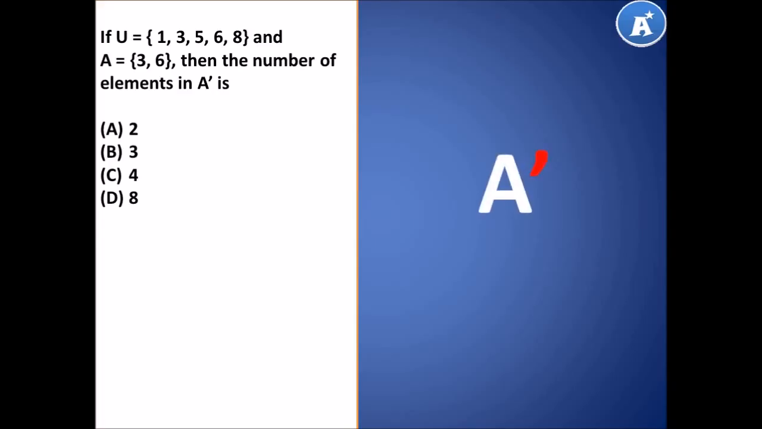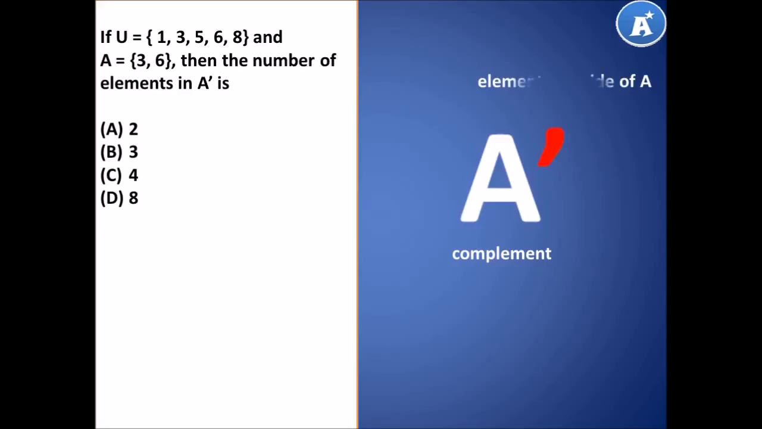Now what does that apostrophe atop of the A mean? It means complement of, which means everything that is outside of A. So therefore, what are the elements outside of A? They are 1, 5, and 8. So therefore, the number of elements in the set A complement is 1, 2, and 3. So our answer is B.